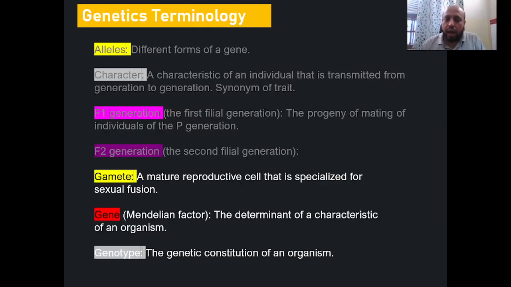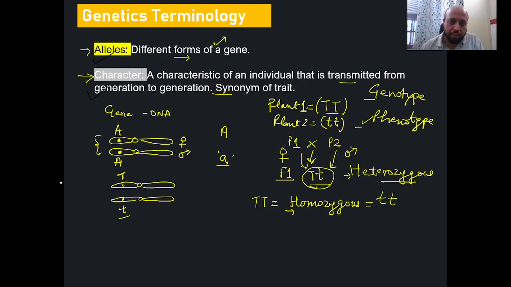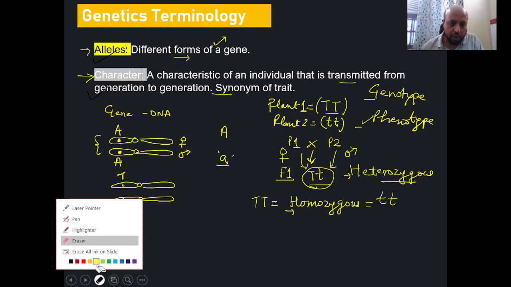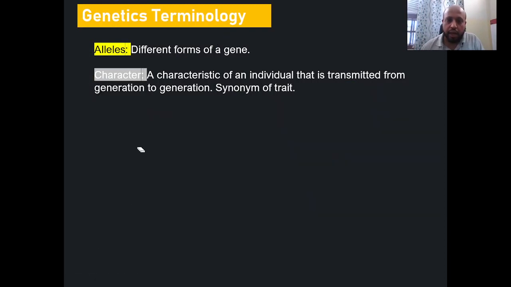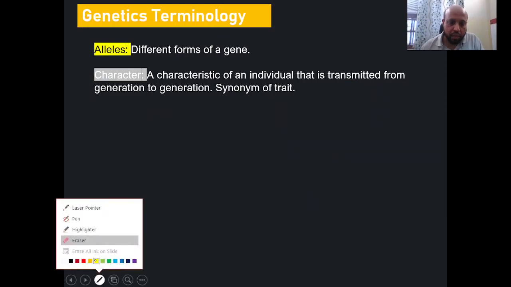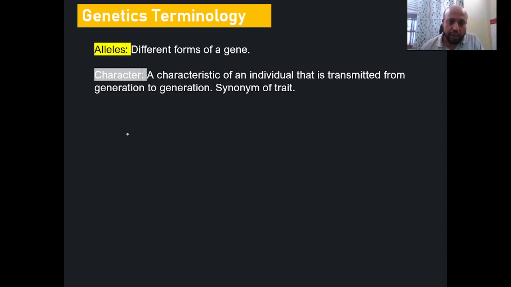Okay, now we also come across a terminology which is often used, which is called a gamete. Now a gamete is a mature reproductive cell that is specialized for sexual fusion. Now if I take this as an example here, and let me first rub this out so that you are able to understand what I am trying to say, how we basically talk about gametes.